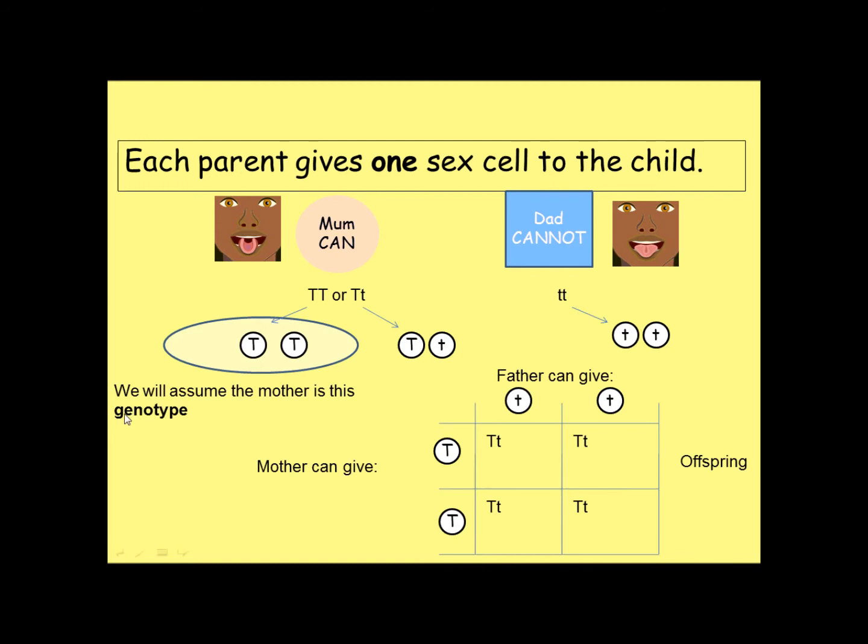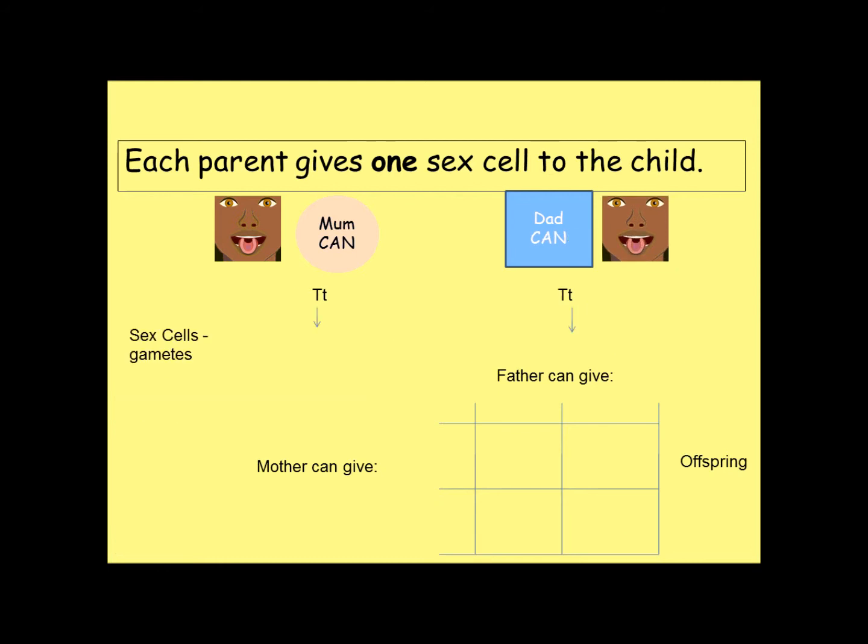Now, this word here, genotype. Genotype is the measure of which alleles there are. So mum here is either big T, big T or big T, little t. So that's her genotype. So here we've said that she is the big T, big T genotype. She could also be the big T, little t genotype. And both of these genotypes give her the phenotype, which is what we can see, of can. Dad has the phenotype of cannot, so his genotype is always little t, little t.